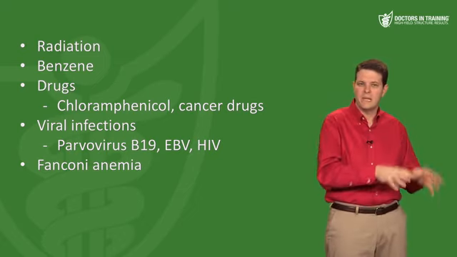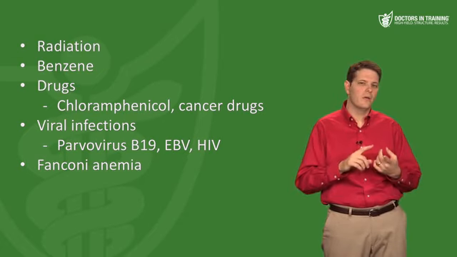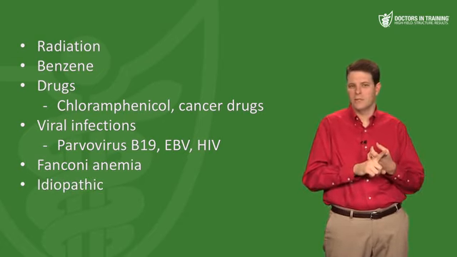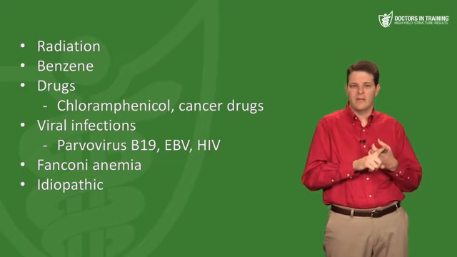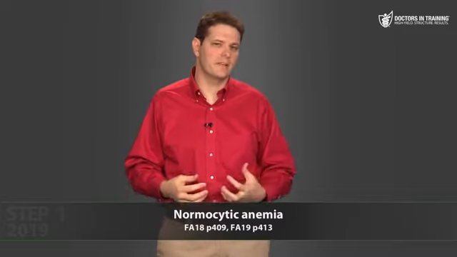This is Fanconi anemia, which is caused by an inherited defect of DNA repair. And then also idiopathic aplastic anemia. So we don't know what causes it, it just happens. And that can follow acute hepatitis. And then finally, what's the treatment of aplastic anemia?